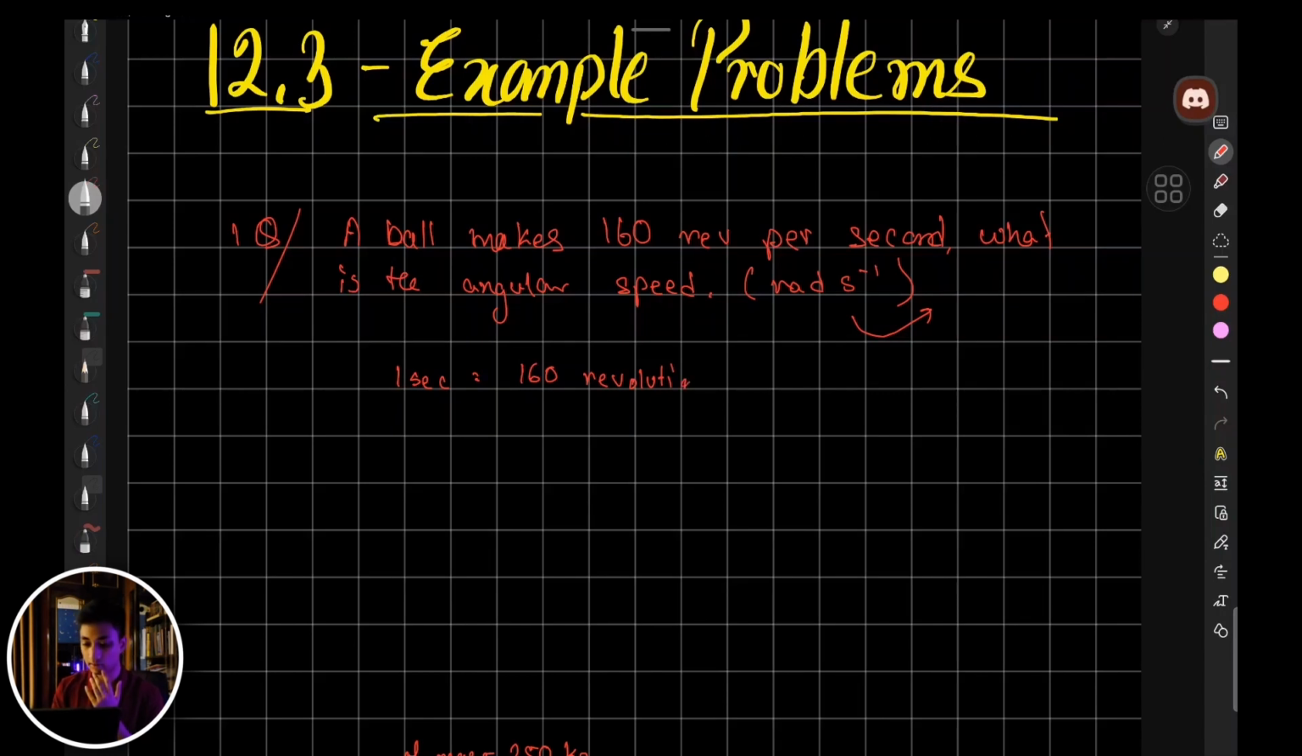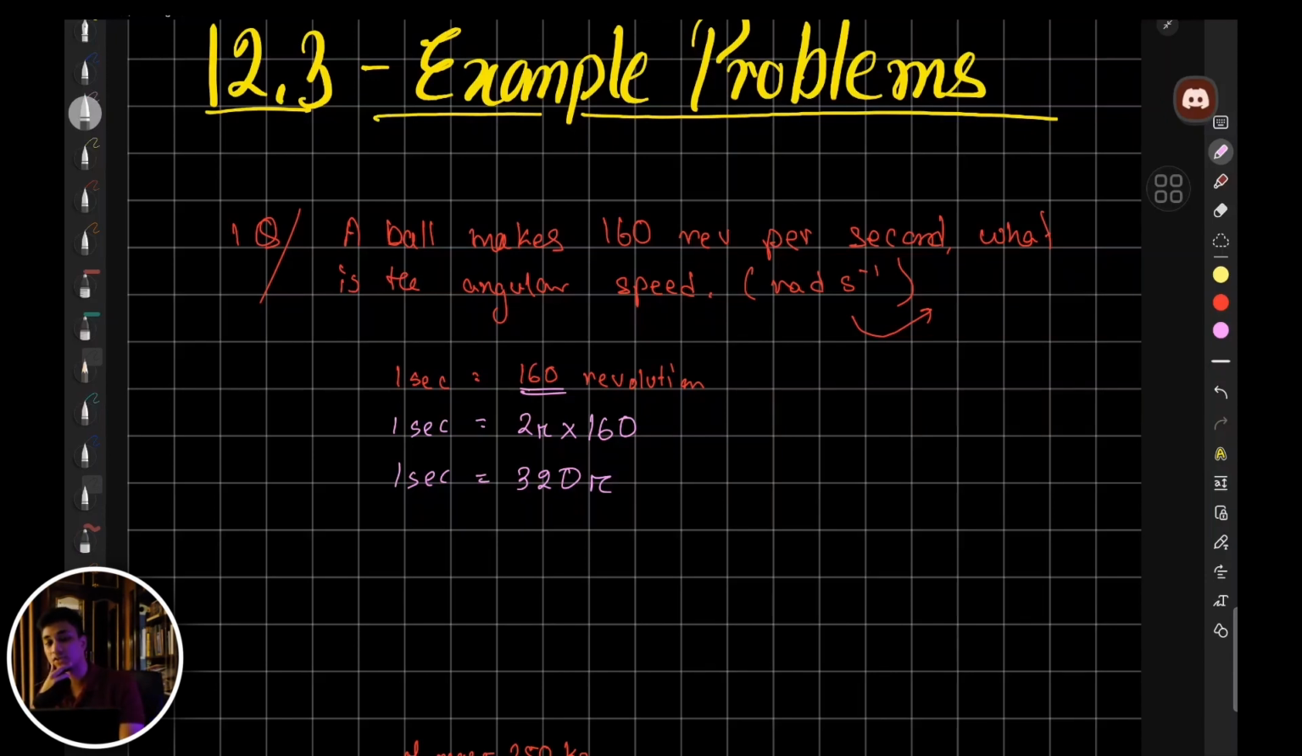That means it's moving 360 degrees or 2 pi. In 1 second, it's moving 2 pi, the entire circle, for 160 revolutions. Meaning it's going around 2 pi rad for 160 revolutions. So 2 pi times 160, we get the total angle turned, which is going to be 320 pi. So per second, it's going around 320 pi rad.